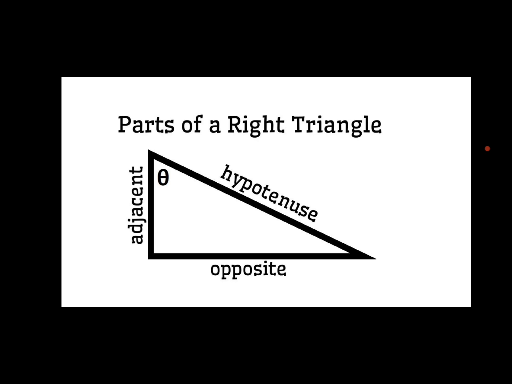The hypotenuse is the side opposite the right angle. The hypotenuse is always the longest side of the right triangle. The opposite side is the side opposite to the angle we're interested in, theta. The adjacent side is the side having both the angle of interest, theta, and the right angle. The relationships between the trigonometric functions and the sides of the triangle are as follows.